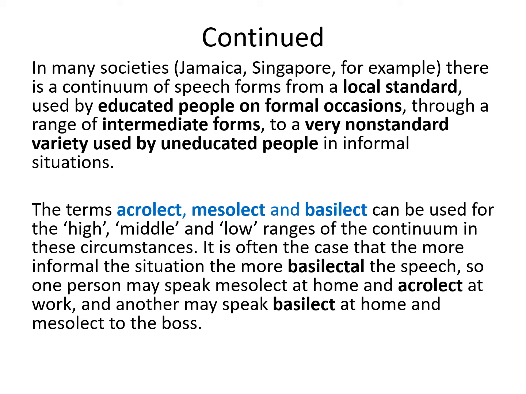These are the high, middle, and low ranges of a continuum in these circumstances. So the high variety is acrolect, the middle variety is mesolect, and basilect is the low range of variety. It's often the case that the more informal the situation, the more basilect in the speech. So one person may speak mesolect at home and acrolect at work, and another may speak basilect at home and mesolect to the boss in a formal situation or formal occasion.